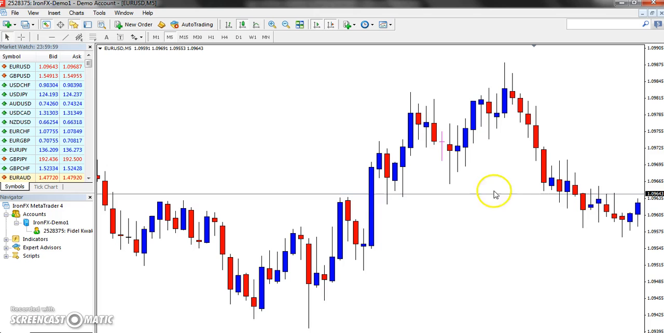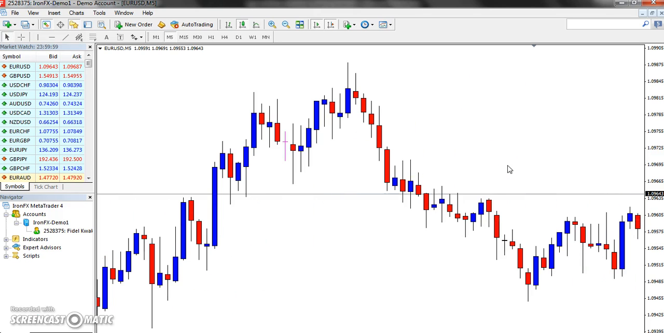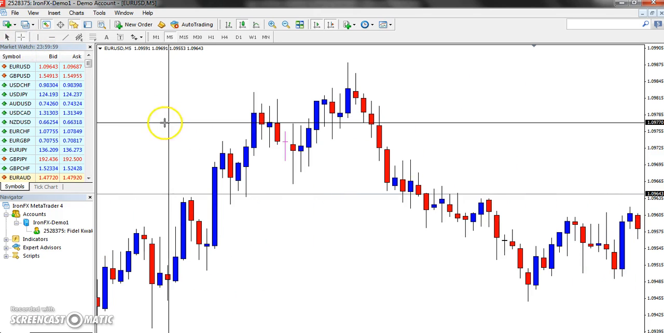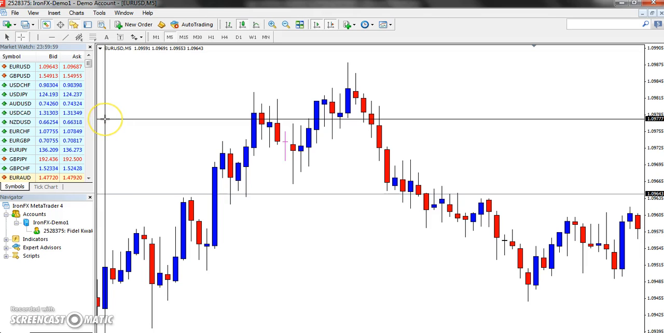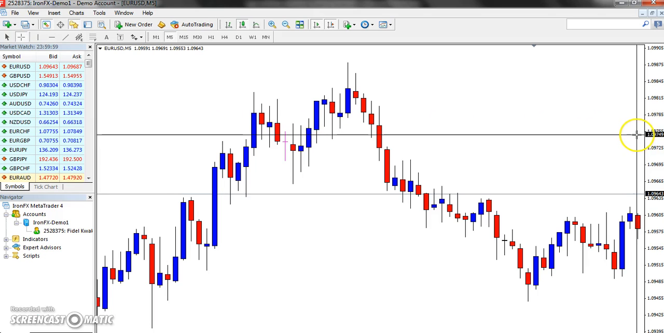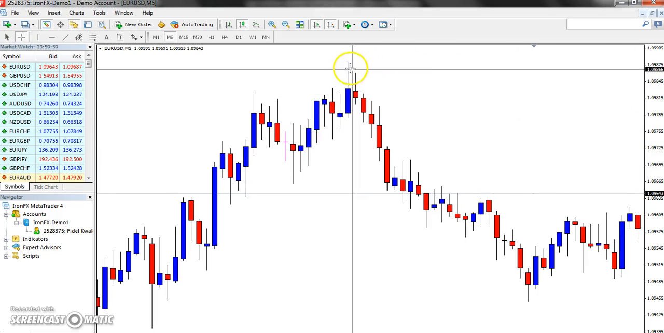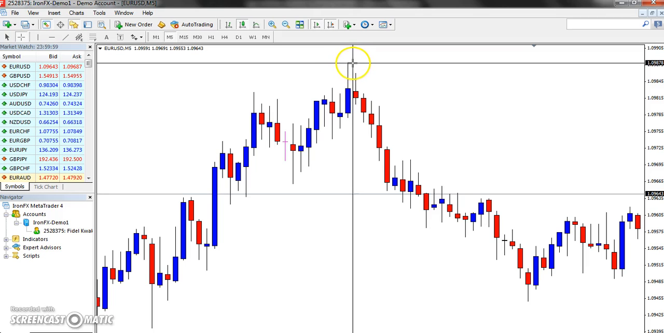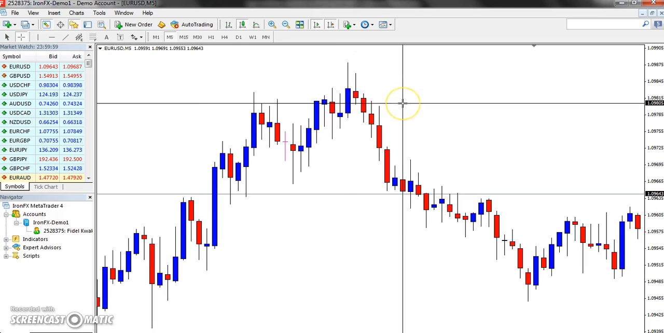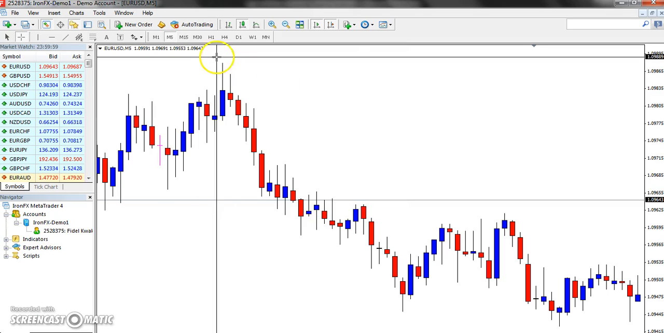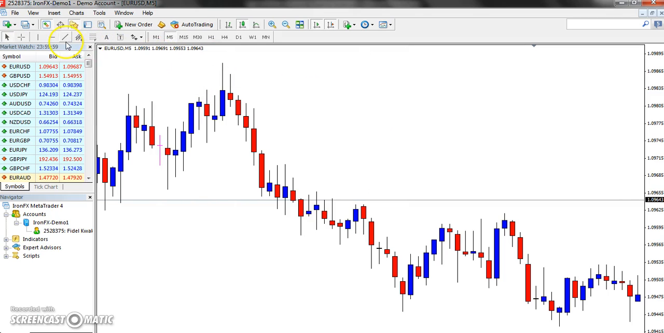So in this case, you look for the highest point. Now you realize that within this particular price range, from this point to this point, the highest point was this one, right? So what we do is we will then get our trend line. This is our trend line.